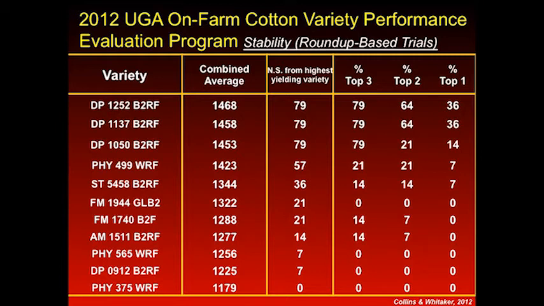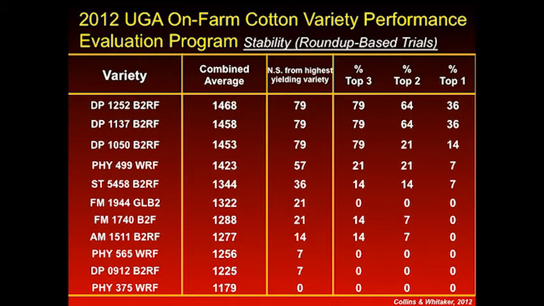Then we have the percentage of trials in which a variety was statistically the same as the top yielder in this column, and then the percentage of the trials in which a variety was in the top 3, the top 2, or was the #1 variety in the trial. So to start with, Delta Pine 1252, 1137, and 1050. 1050 we've had, if you remember, for 3 years now. 1137, 2 years in this program, and then this is the first year we've had 1252.